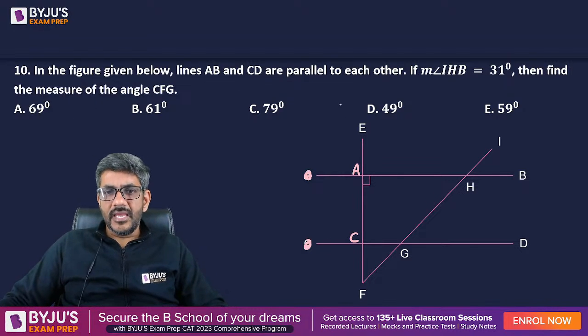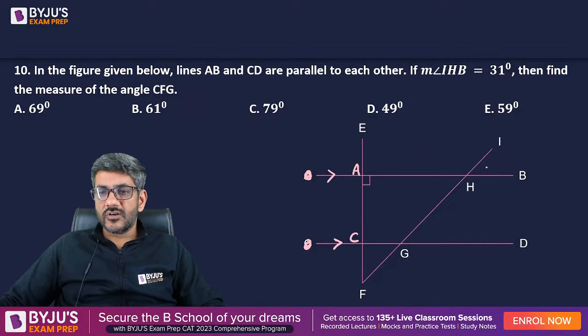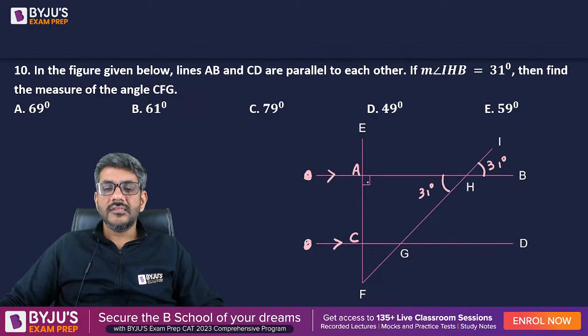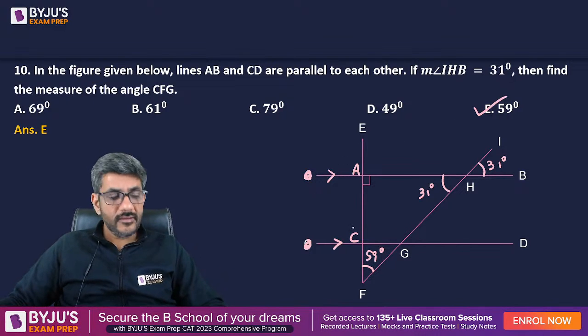देखिए, AB and CD are parallel, so this and this are parallel to each other. Measure of IHB is 31 degrees, so this is 31 degrees. Of course, vertically opposite angles, this would also be 31. This is given as 90. So what is this angle? It is 90 minus 31, that is 59. This is what the question is asking you. So my answer is option E.